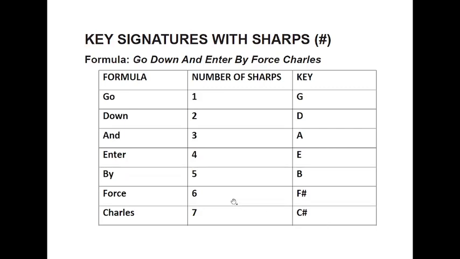If you find 6 sharps, then you are in key F sharp. If you find 3 sharps, then you are in key A. If you find 4 sharps, then you are in key E. The formula is very simple. Go Down And Enter By Force Charles. Pronounce the formula as you count the number of sharps.